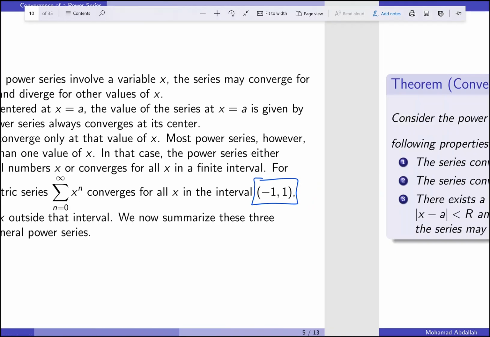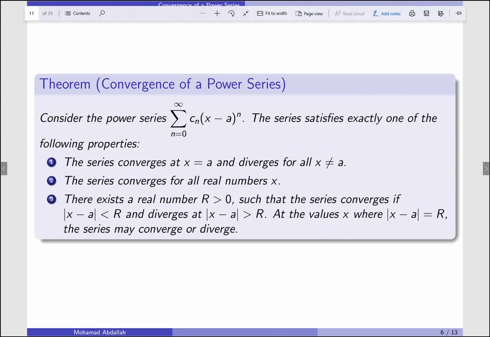So here is the possible situation that we can have. In general, we are given a power series centered at a. You can have one of these three possibilities, no fourth. The series converges at x equals a and diverges for all x different than a. That means only at its center. The other possibility: the series converges for all real numbers x. So x can be anything.